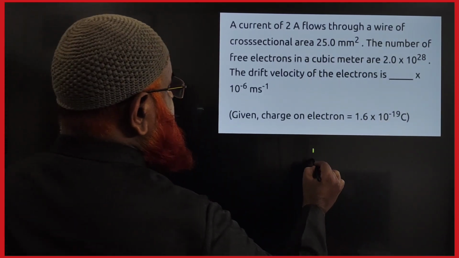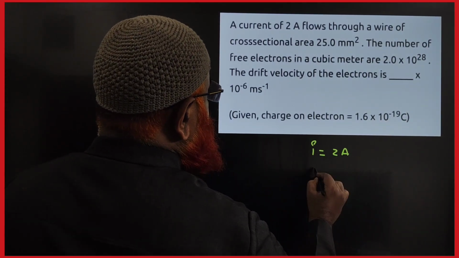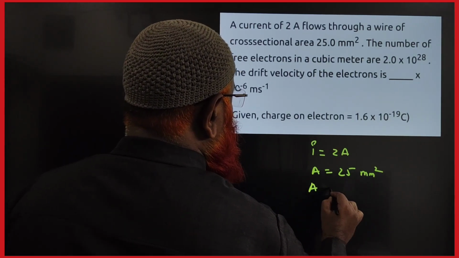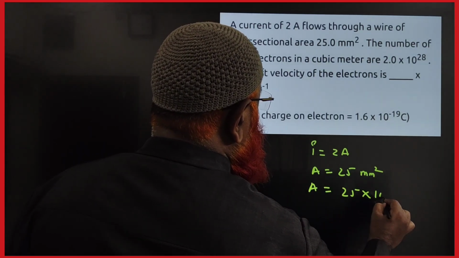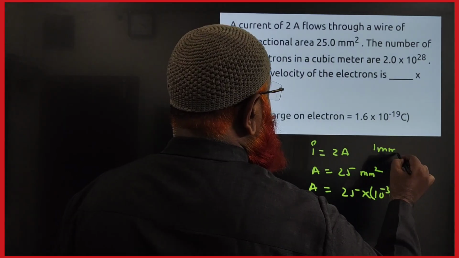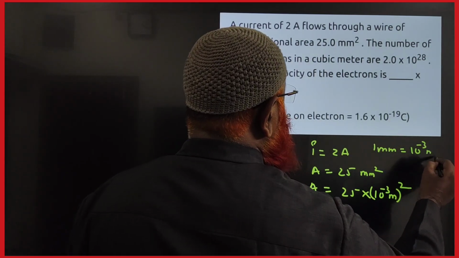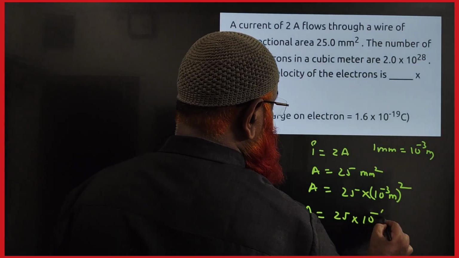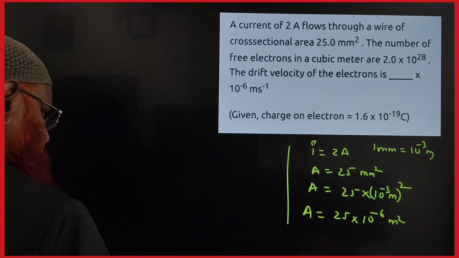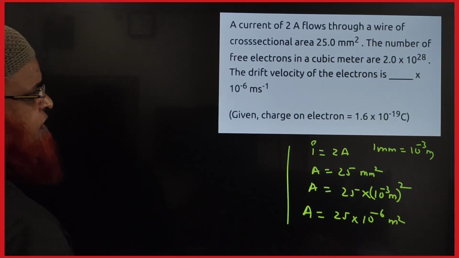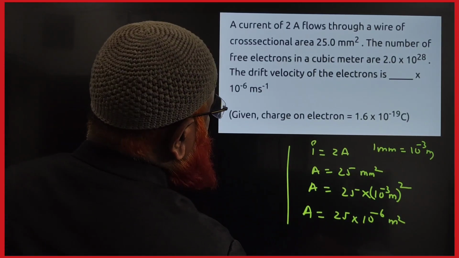So here also the current in the circuit is given as 2 amperes and the cross section area is given as 25 square millimeters. This can be taken as 25 into 10 power minus 3 meter whole square. 1 millimeter is equal to 10 power minus 3 meters. So therefore the area is nothing but 25 into 10 power minus 6 meter square. Charge is also given. We are asked to find out the drift velocity, isn't it?